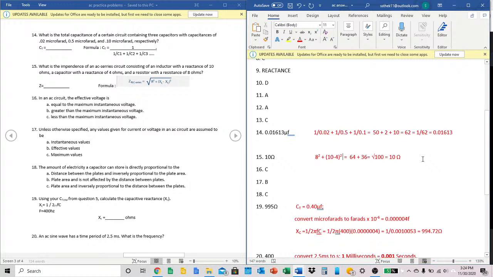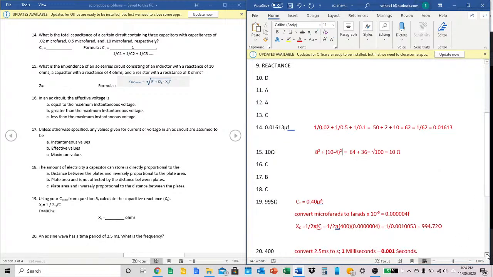16, 17, and 18. The answer to 16 is C: in an AC circuit, the effective voltage is less than the maximum instantaneous voltage. 17: unless otherwise specified, any values given for current or voltage in an AC circuit are assumed to be effective values. And 18: the amount of electricity a capacitor can store is directly proportional to the plate area, and inversely proportional to the distance between the plates.